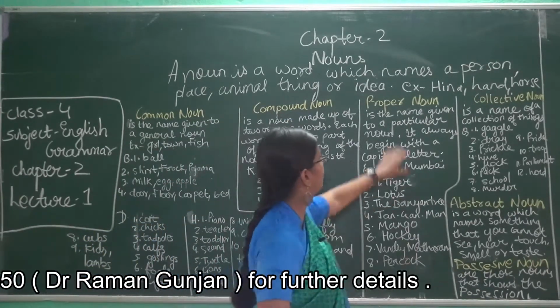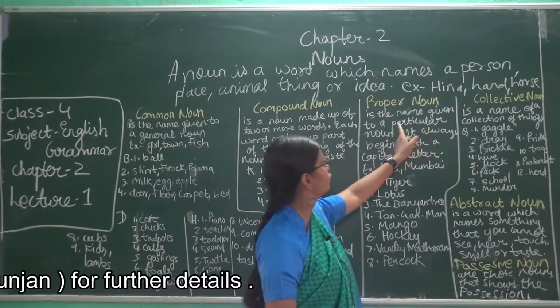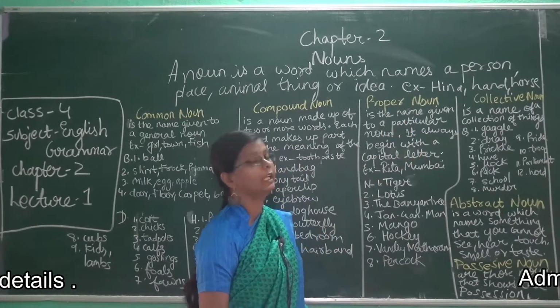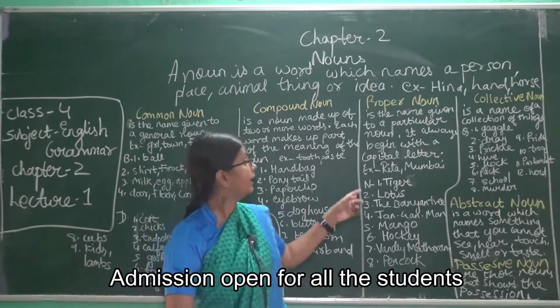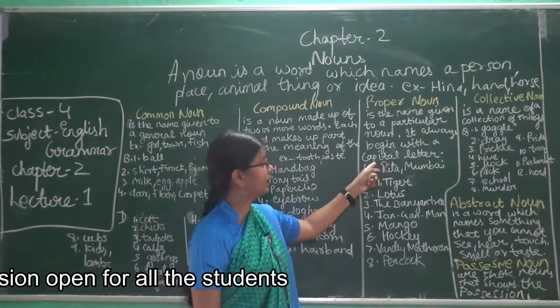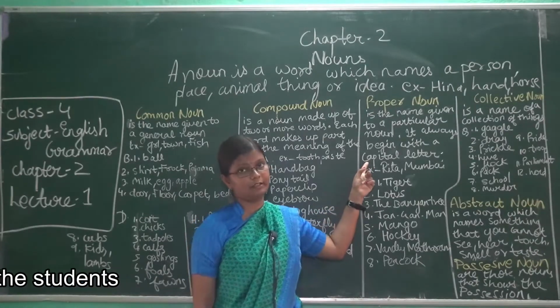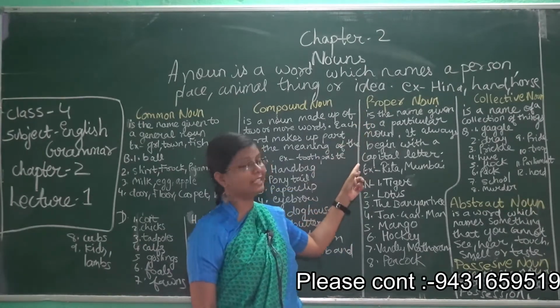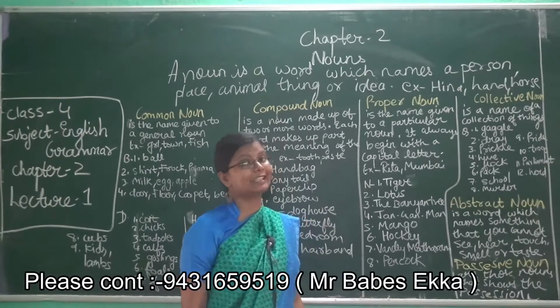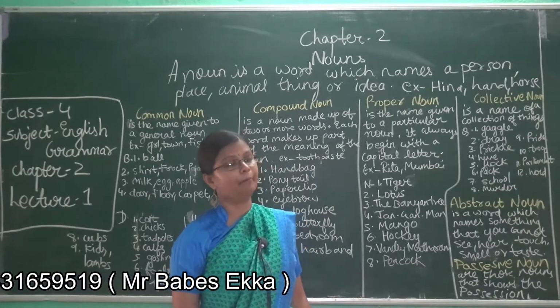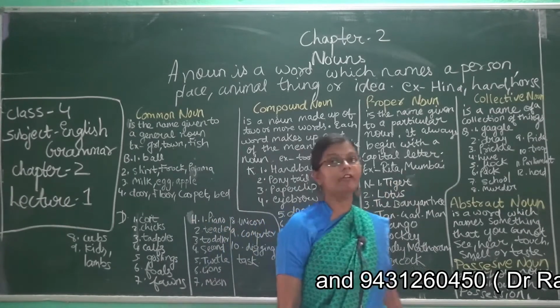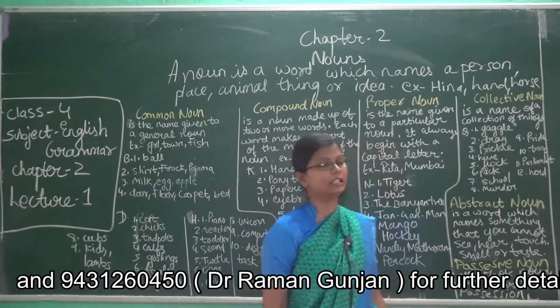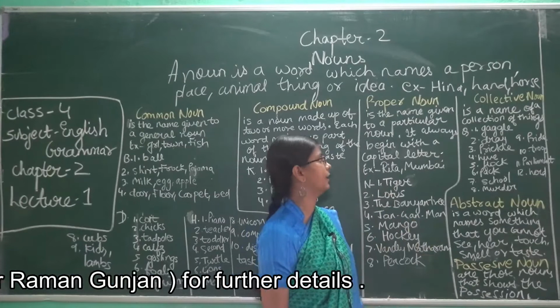Now come to the proper noun. It is the name given to a particular noun. It is a name of a person, place, thing and animal, and it always begins with a capital letter. Proper noun always begins with a capital letter because it's a particular name. Just like Rita, Mumbai. So always we write the name in a capital letter.